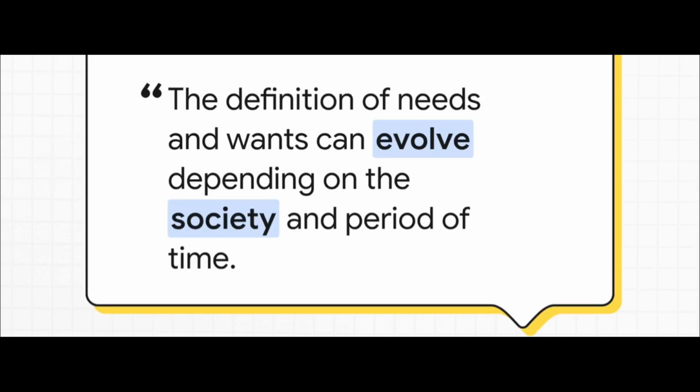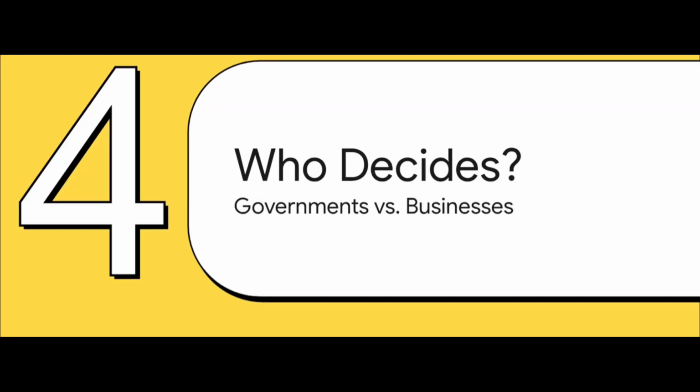Yeah, and this idea is summed up perfectly here. The definition of what we need and what we want can completely change depending on the society we live in and the time period. It's not set in stone. I mean, think about a washing machine. That used to be the height of luxury. Now, good luck trying to run a modern household without one. It's become a need.